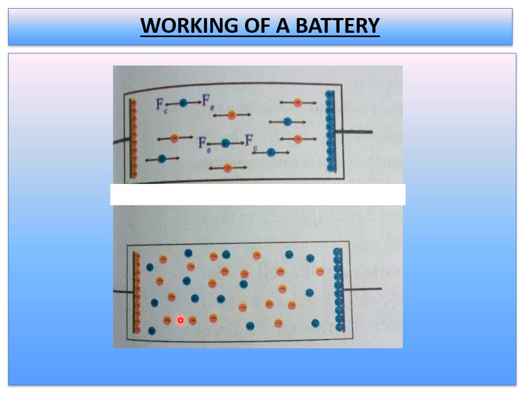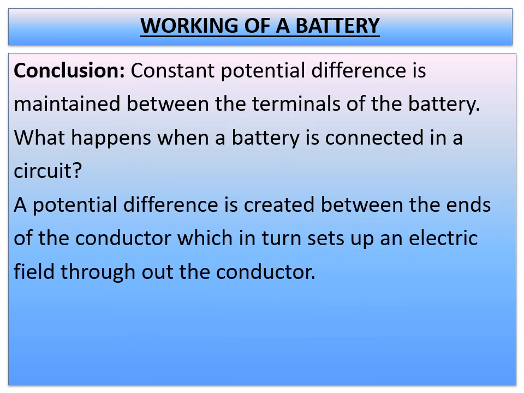Okay, and you have to remember that the amount of charge accumulated on the respective plates depends on the nature of the electrolyte used in the battery. This is how a battery works. Children, you have to read the textbook also and then understand the things. Here you have to remember the conclusion: a constant potential difference is maintained between the terminals of a battery. And here we have to go with the next part.